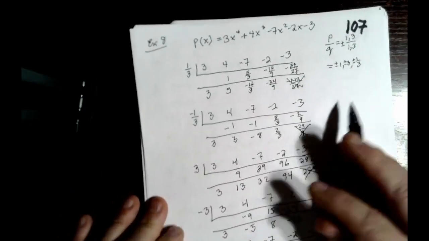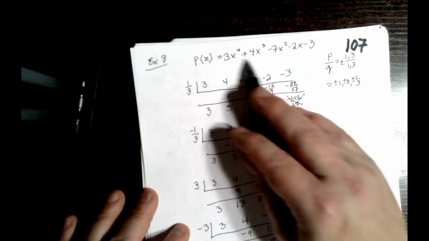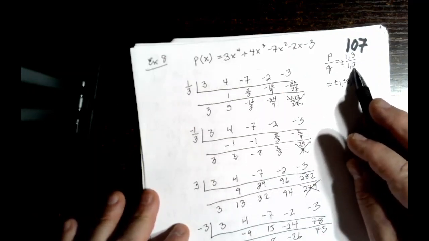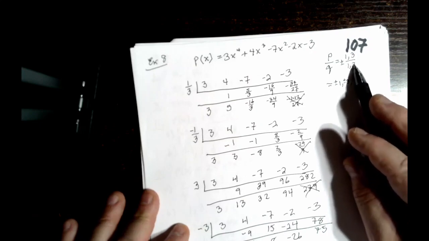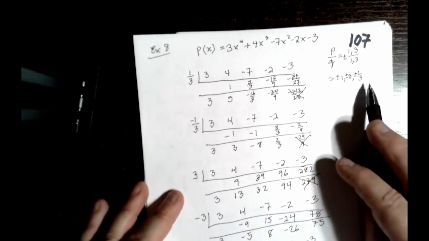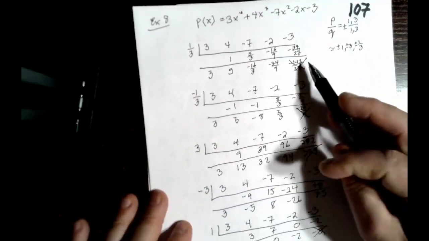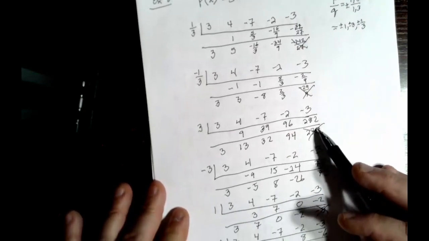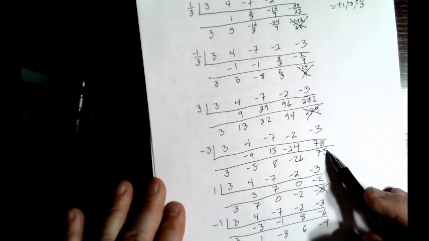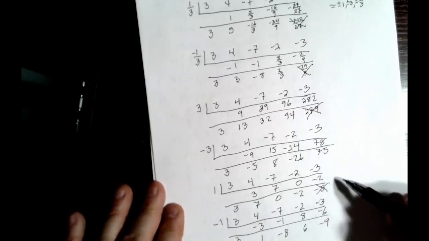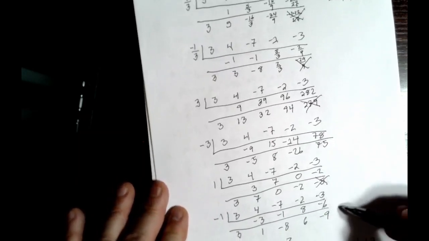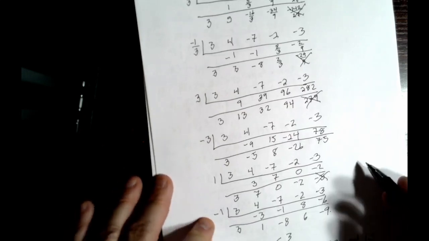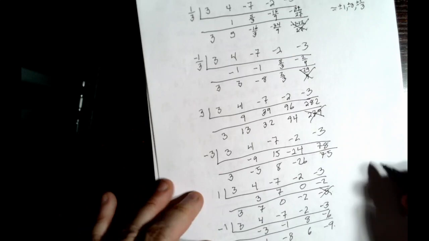Then number 8, all factors of 3 over all factors of 3. So you get 1 with 1 and 3. You get 1/3. And 3 over 3 is just 1. You already have that. So you really only have 6 numbers to try. So try 1/3, doesn't work. Minus 1/3, doesn't work. 3 doesn't work. Minus 3 doesn't work. 1 doesn't work. 9 doesn't work. Okay?